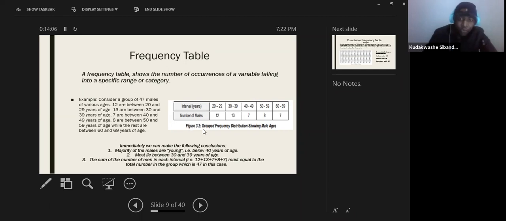Then from this table, you can deduce that the majority of males are young. How did we come to see that? Because we have already grouped the data.